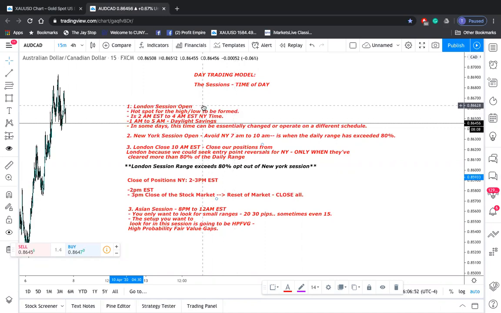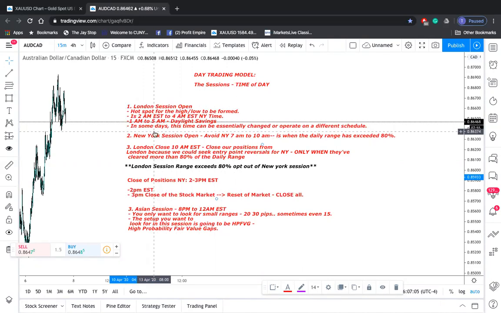So the first one I'm going to go over today is the London Session Open. The London Session Open is going to be a hot spot for the high and low of the day to be formed, right? From 2 a.m. to 4 a.m. Eastern time. This is when the kill zone for the London Open is going to be essentially running.